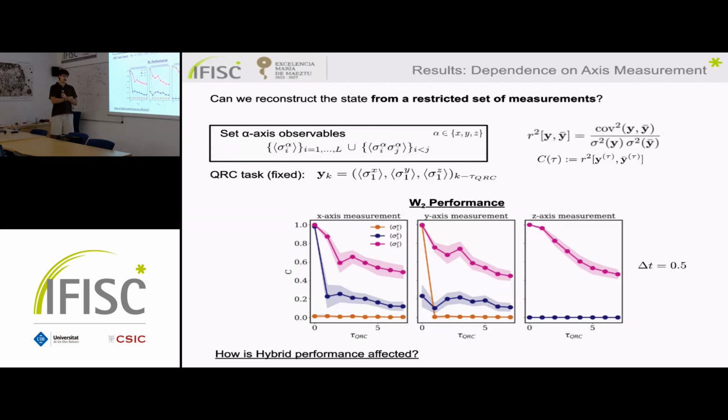So now that we have seen how the preprocessing layer works, we want to see how this is reflected in the final hybrid performance.